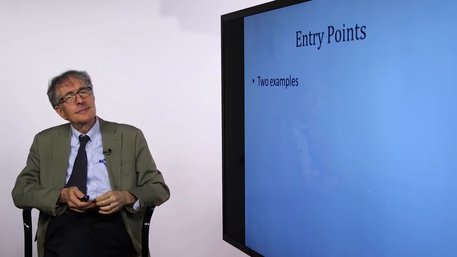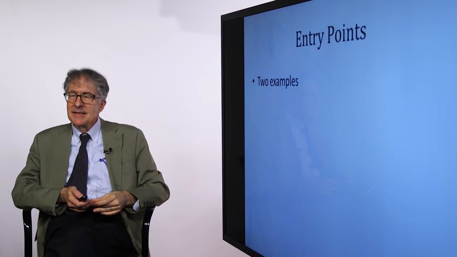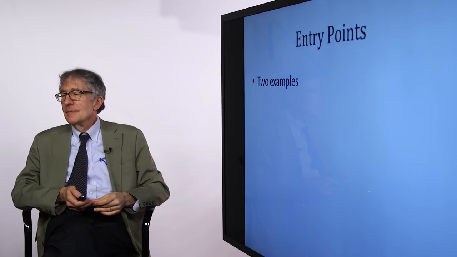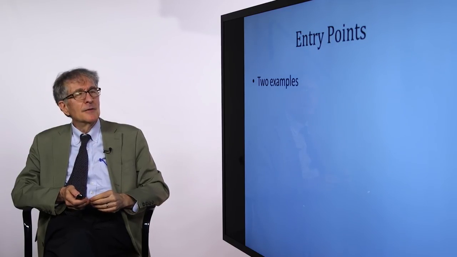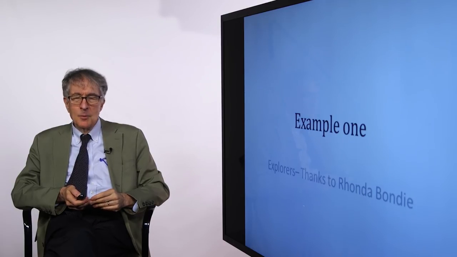So entry points. This is one of the interesting educational ideas that I and others have come up with, and that is that if you decide that something is important, you can approach it in lots of different ways. And that allows us to draw on the different intelligences. This comes from my colleague, Rhonda Bondi, and she has an exercise which she does with 5th graders where they learn about different explorers. I brought along some slides of explorers. I don't know who they are, but they have to learn about Christopher Columbus, Ponce de Leon, and Hernando Cortez. They have a textbook and the teacher talks about it.